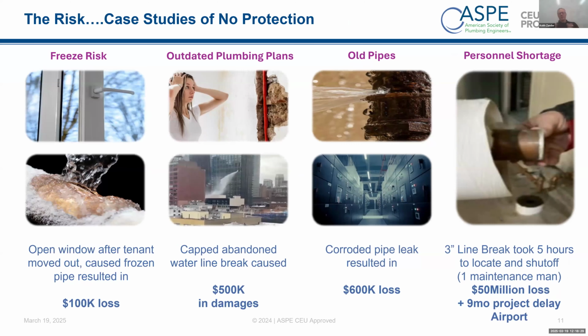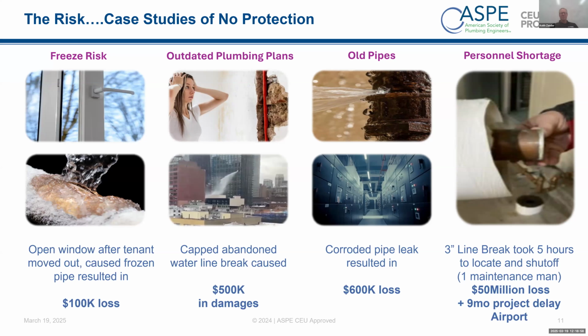So when you go from the left to the right, we've got $100,000 losses from something as simple as somebody leaving a window open and it froze inside there. A tenant moved out of the space, left a window open before he left. Nobody came into the space. A water pipe burst in just that area, and $100,000 cost. Outdated plumbing plans are a significant piece of the puzzle. They move pipes, cap off pipes, hide pipes. You don't know where they're at. $500,000 in damage from that root cause source of the problem.